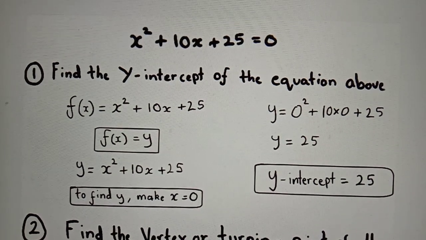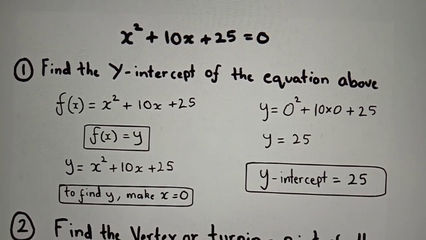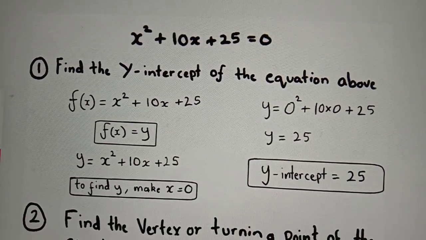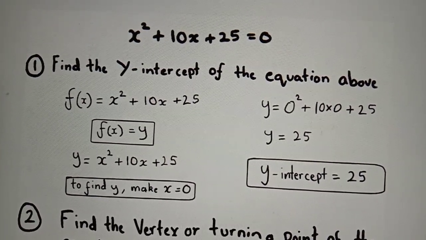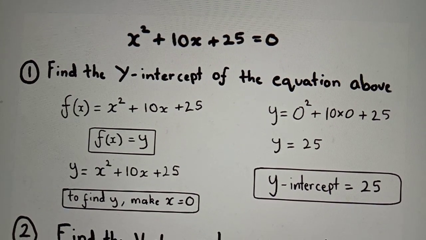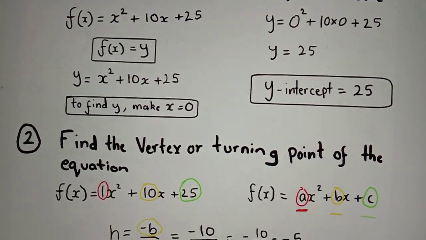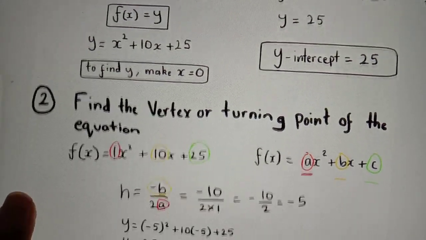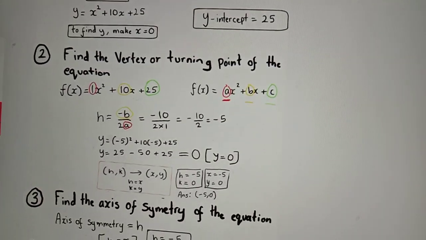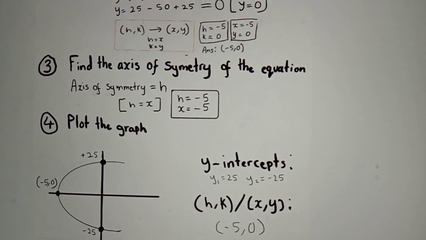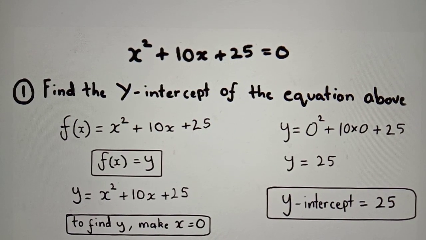Ever been given the task to plot a quadratic equation? These are the steps to solve and plot a quadratic equation. To start off, you'll need to find the y-intercept. Then you'll need to find the vertex or turning point of the equation. And at last, you'll need to get the axis of symmetry and finally plot it. Without further ado, let's get started.